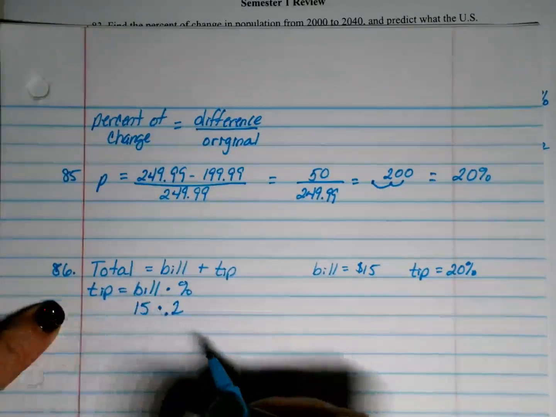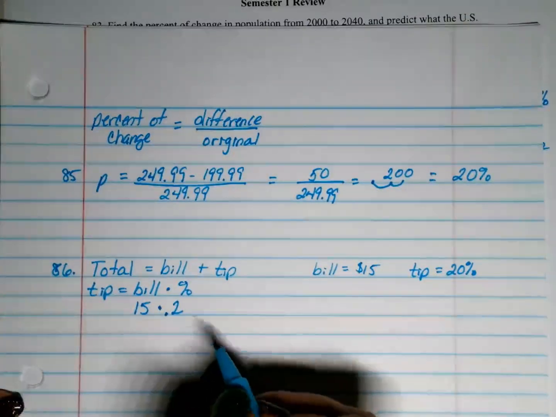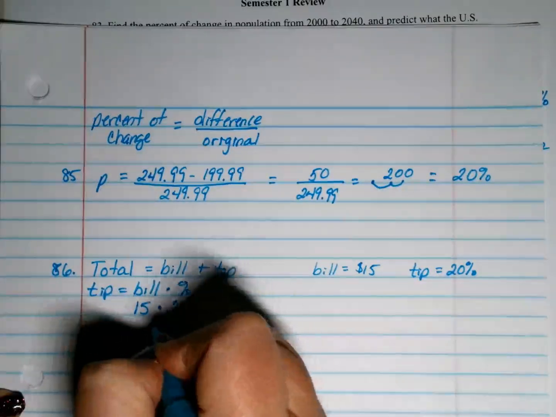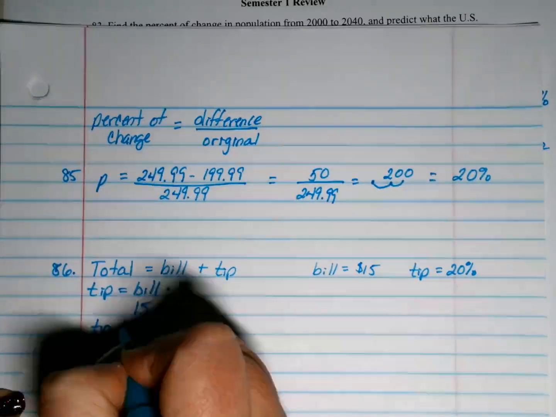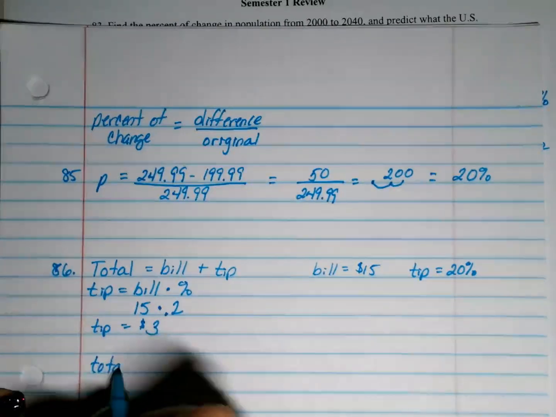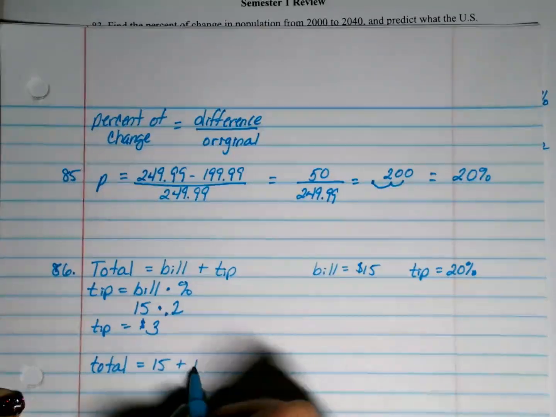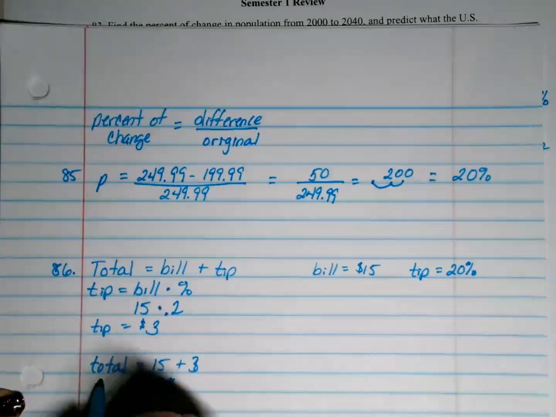Okay, so what is 15 times 0.2? 15 times 3? Nope, 15 times 0.2. It's 3. So my tip is $3. So if I come back up here, my total equals my bill, which was 15, plus my tip, which was 3, so that equals 18. That was his total bill.